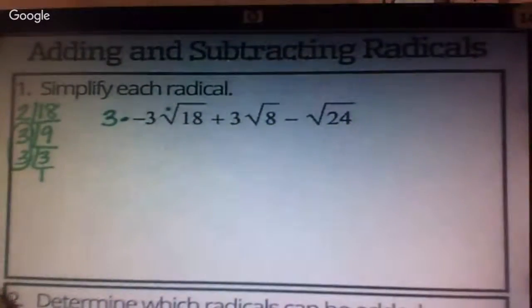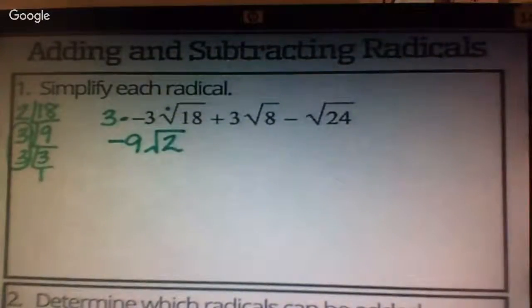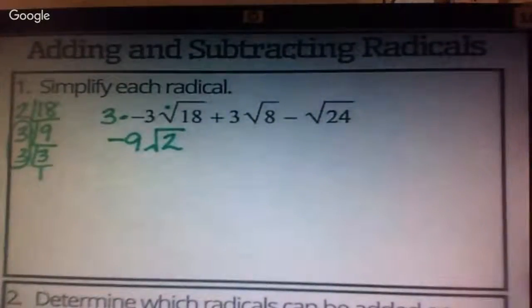Well, guess what? I already have a negative 3 there. You can't lose that. So when you already have something there and you're pulling something else out front, you need to multiply those. So negative 9 square roots of 2, because I've got a 2 left. Don't forget I've got this 2 that was not circled. It's got to go back underneath that square root. The only reason you would ever get rid of a square root is if everything is circled.